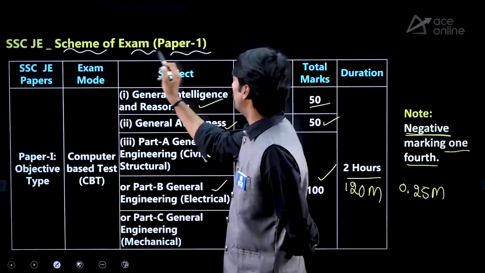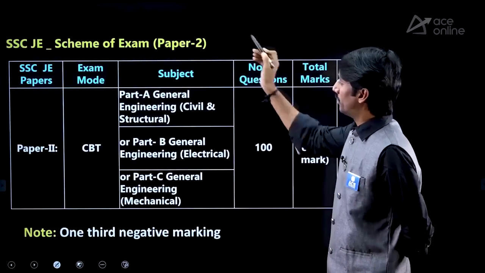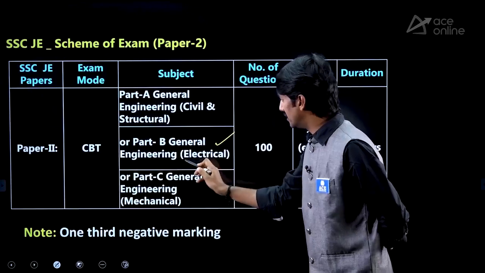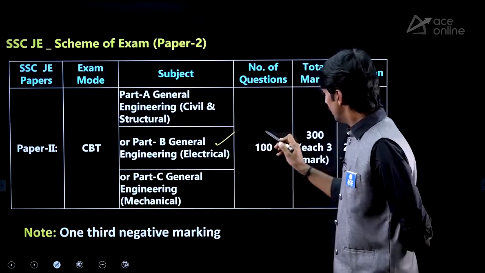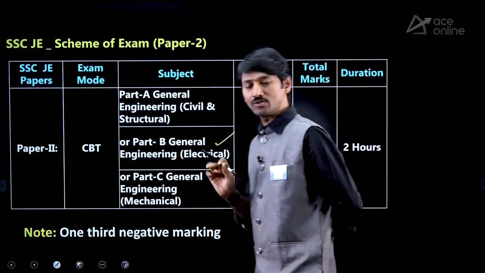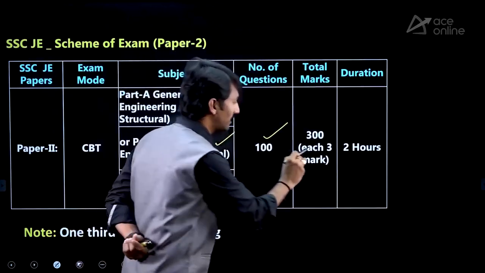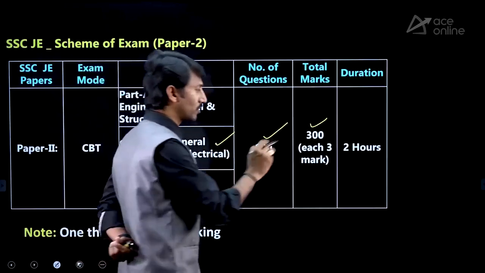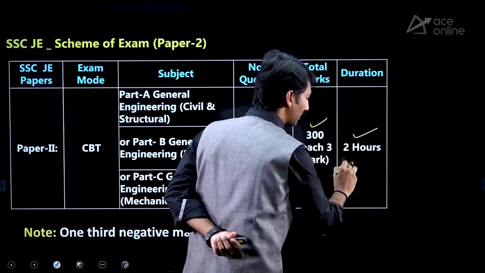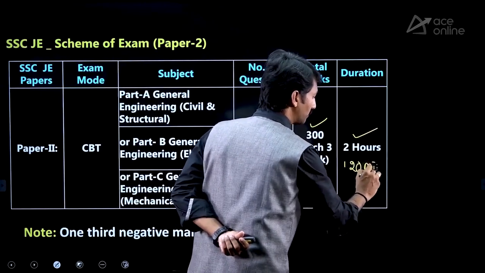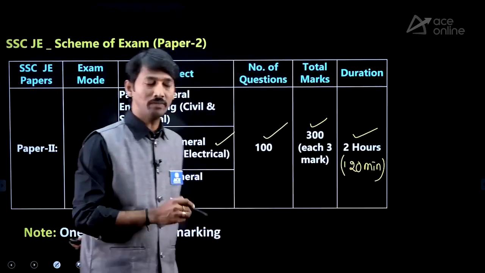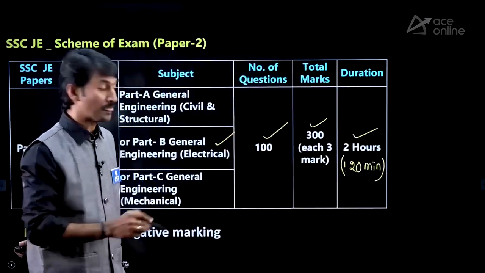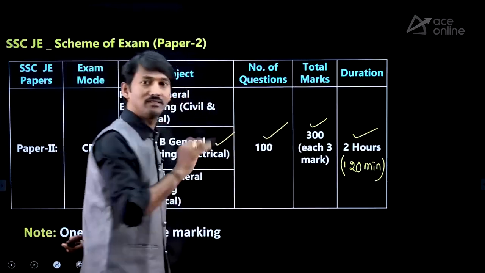This is regarding paper 1. Coming to paper 2, here we are talking about the electrical paper. In this also, 100 questions will be there, but each carries 3 marks, so totally 300 marks. Here also 2 hours of time, 120 minutes, just like paper 1. But in this, each question carries 3 marks.